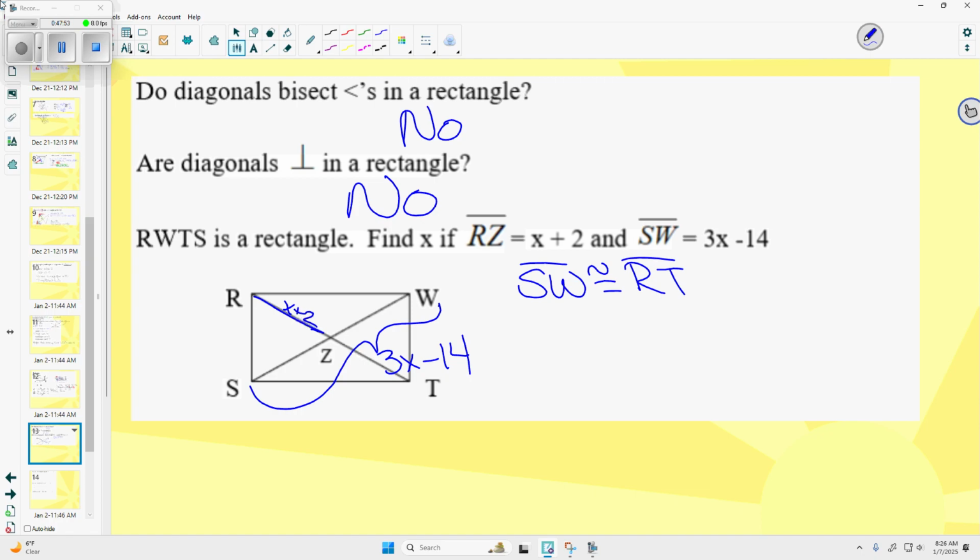What else do I know about the diagonals? They bisect each other, absolutely. So do we know some other piece of this picture that's not on there? ZT. How long does ZT have to be? Okay, what can we do with those two facts? Set them equal. What do I have to do to get this whole RT? I heard it. X plus 2 plus X plus 2 gives me all of RT. We know SW is 3X minus 14.